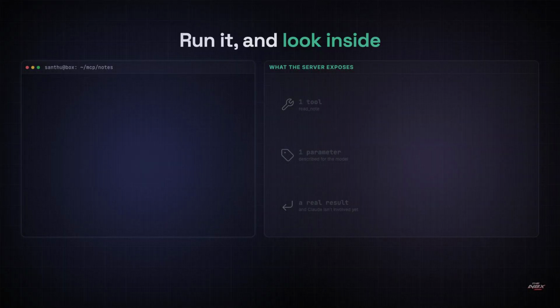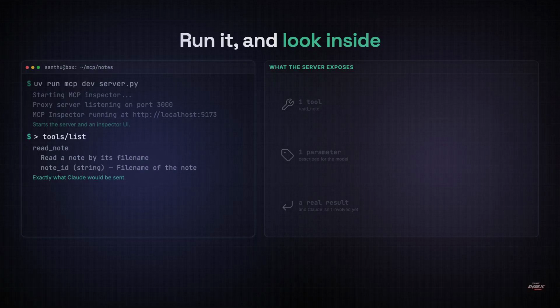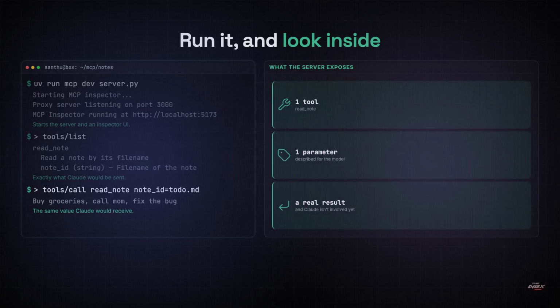Let's actually run the server, because a server that only exists in a file isn't a server yet. The MCP command line tools ship with an inspector, and pointing it at your file starts the server and opens a panel where you can poke at it by hand. Ask it to list the tools and you get back exactly what Claude would get. One tool, its description, and the schema for its argument. And calling the tool by hand returns the note text, which is the same value Claude would receive. One tool registered, one parameter described, and a real result coming back. That's a working MCP server, and nothing has touched Claude yet.